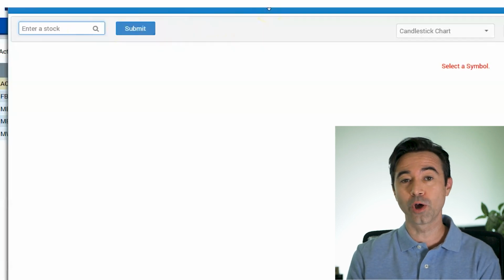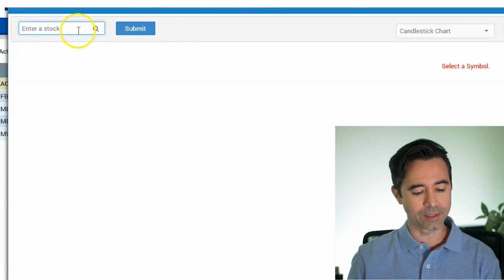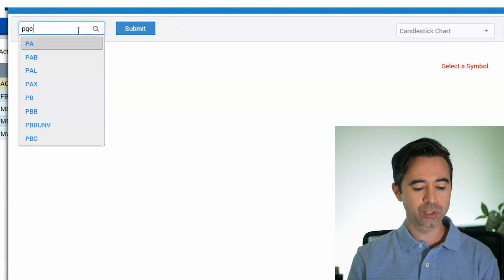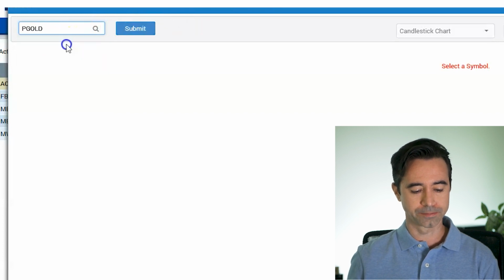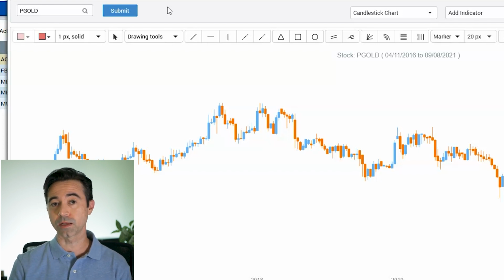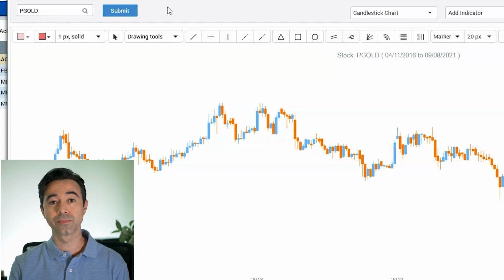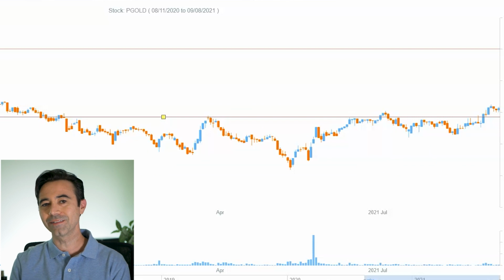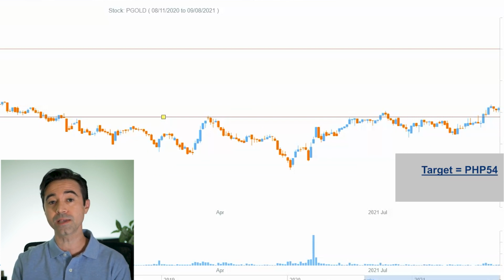So I have the charting tool open and I'm going to go ahead and add my ticker symbol PGOLD for Pure Gold. So what I want to do now is I want to look at BDO Securities suggestions for their target price and for their stop loss. And I'm going to go ahead and add some support and resistance levels in those areas. So now I've added a line for the potential target that BDO Securities has of 54 pesos.